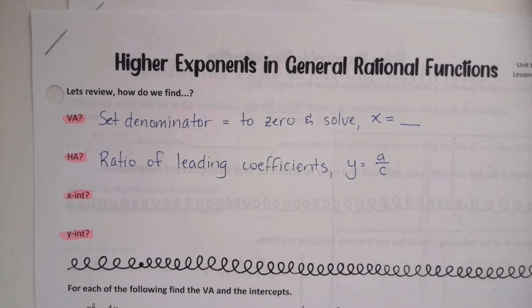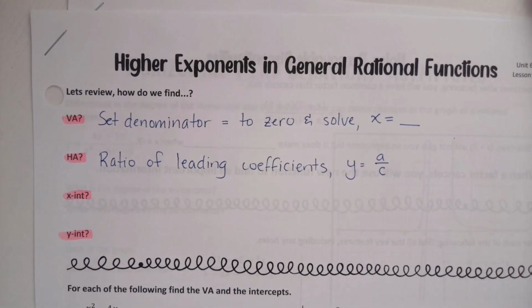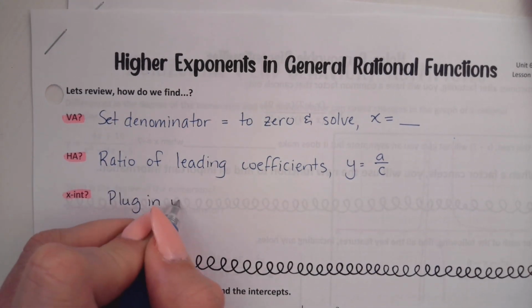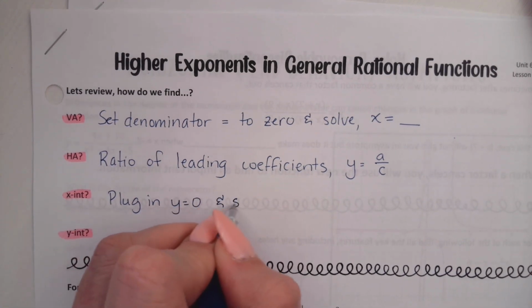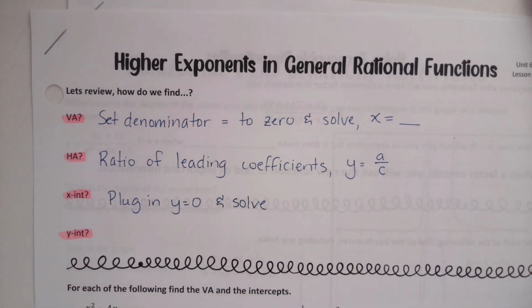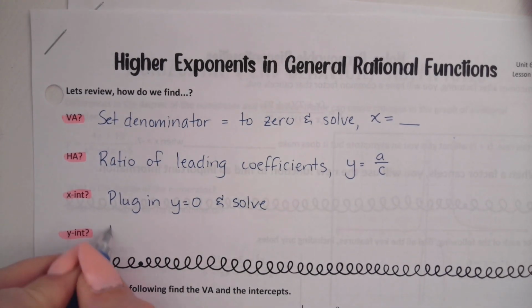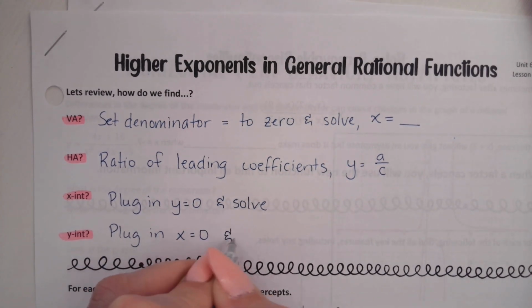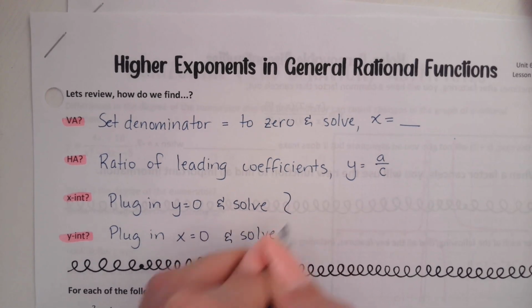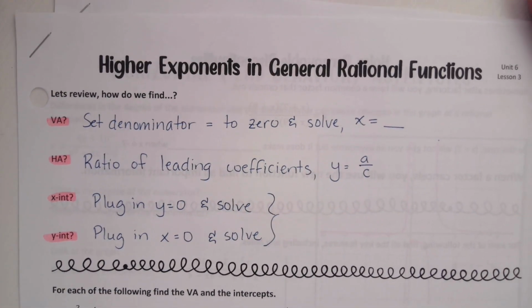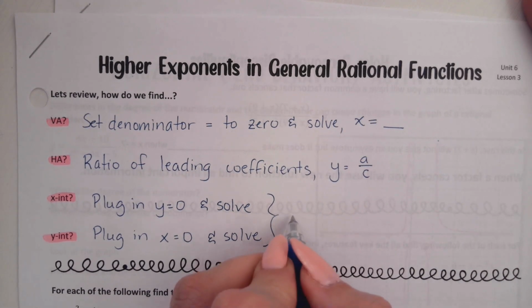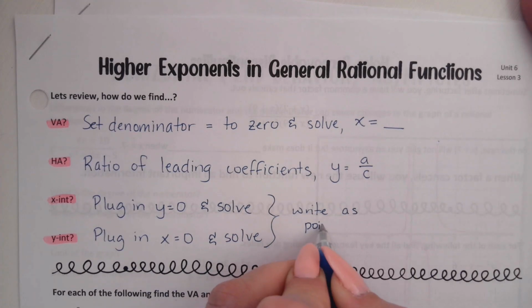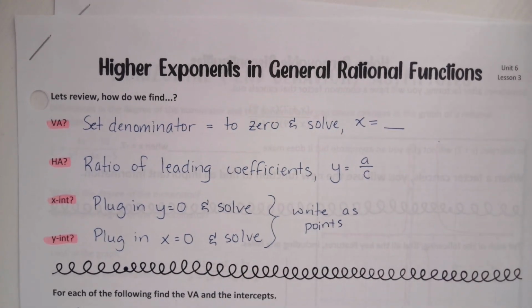X-intercept, how do we find the x-intercept of any function? Set y equal to 0. Good. Plug in y equals 0 and solve. So then the y-intercept would be plug in x equals 0 and solve. When we do both of these, though, how do we want to write our answers? As points, right. Write your answers as points or a coordinate, ordered pair, however you want to say it. Alright, there's a rundown of last class.